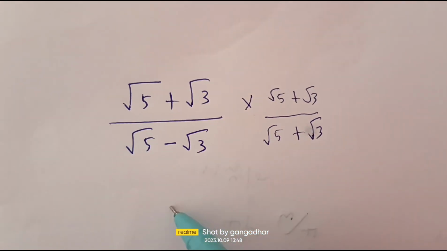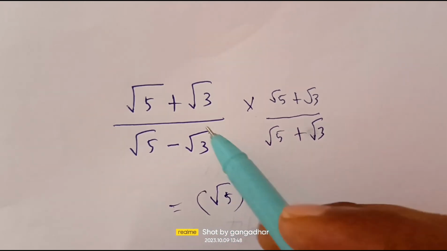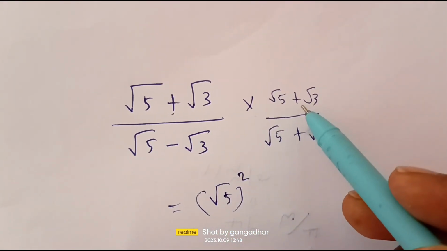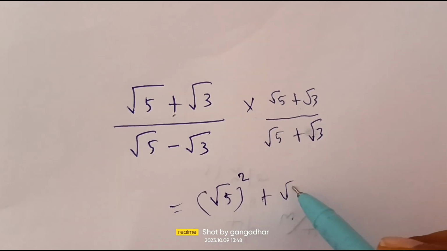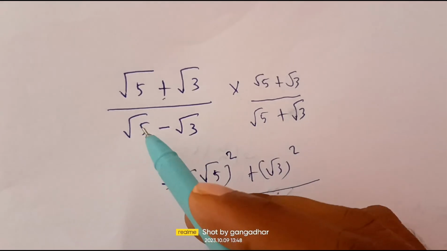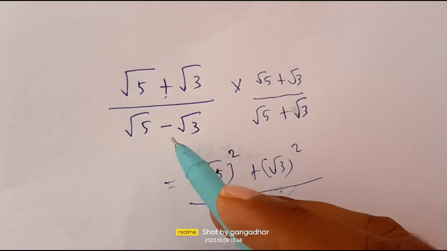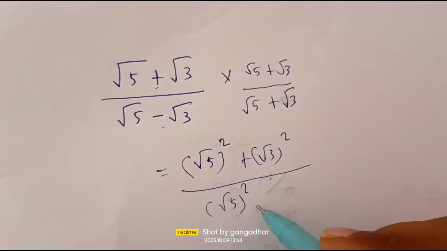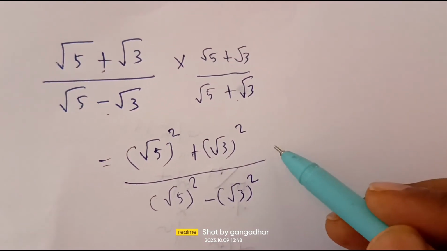Root 5 into root 5, we get root 5 whole square, plus, minus into plus, minus root 3 into root 3 whole square. Root 3 into root 3 gives root 3 whole square, divided by root 5 into root 5, whole square, minus root 3 into root 3, whole square.